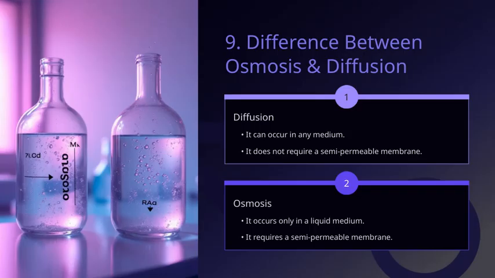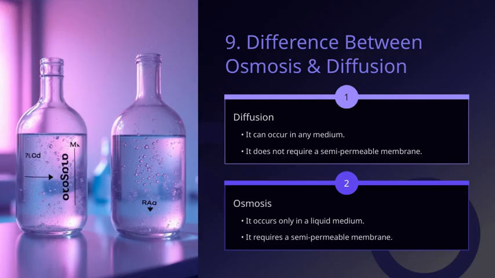Let's take a closer look at the difference between osmosis and diffusion. Diffusion is a process that can happen in any kind of medium: solid, liquid, or gas. It doesn't need a special barrier. It just occurs naturally as particles move from an area of higher concentration to an area of lower concentration.